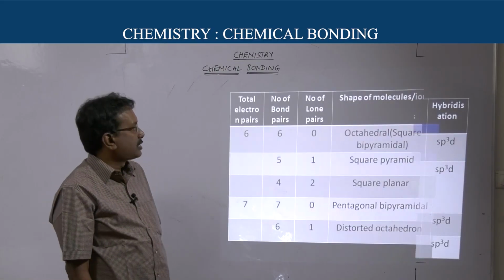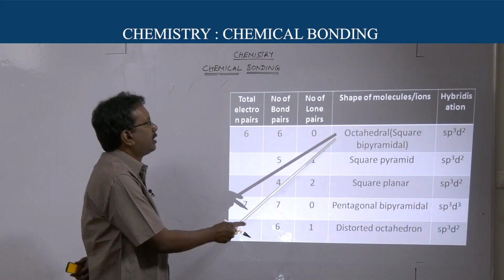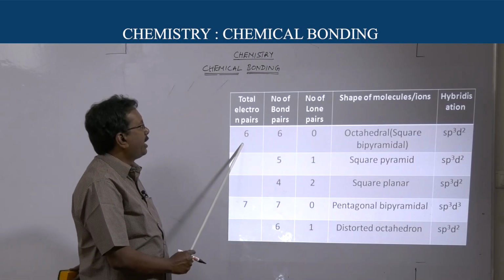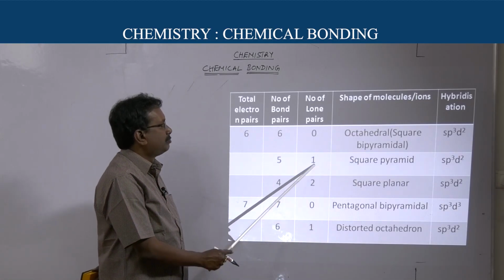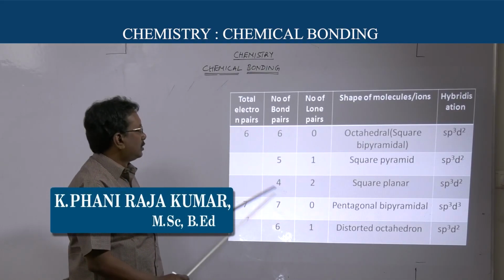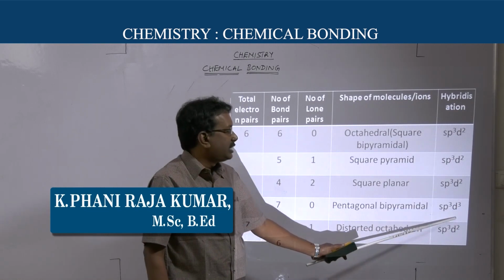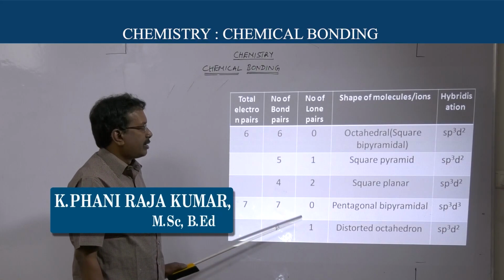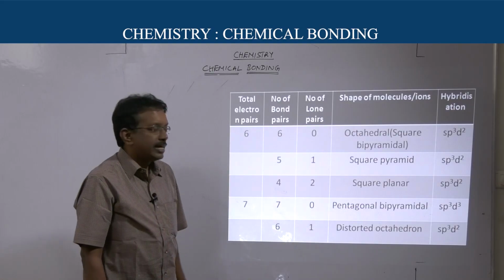Next, if you observe the next tabular form containing 6 electron pairs, all are bond pairs, no lone pair, octahedral, also called square bipyramidal structure. So if you have a total of 6 electron pairs, the hybridization becomes sp3d2. Now, I am writing here 5-1 means square pyramid, 4-2 square planar, sp3d2. Next, if you have 7 electron pairs, the hybridization becomes sp3d3. Two I mentioned here, one is 7-0 and another one is 6-1. The 7-0 is called pentagonal bipyramidal structure and 6-1 is called distorted octahedral structure.